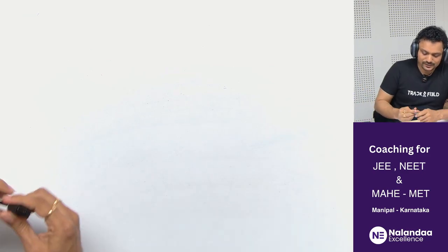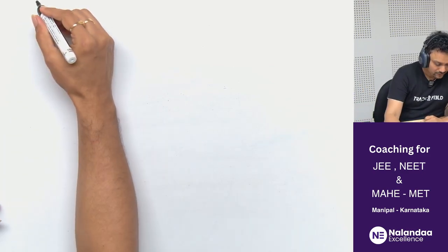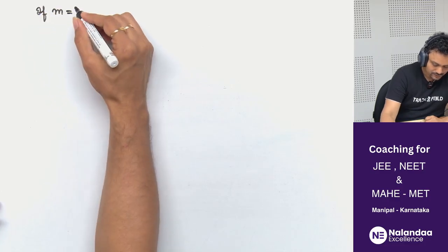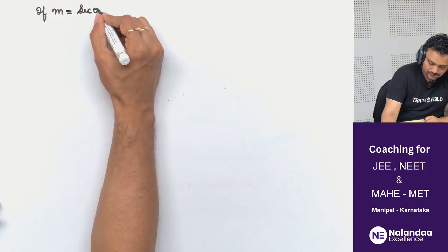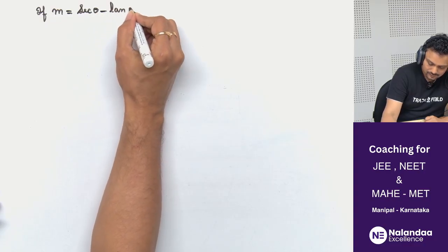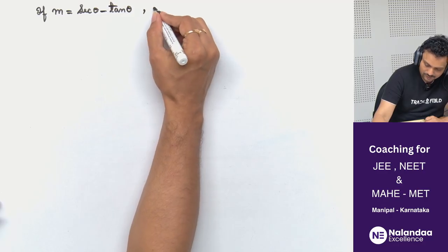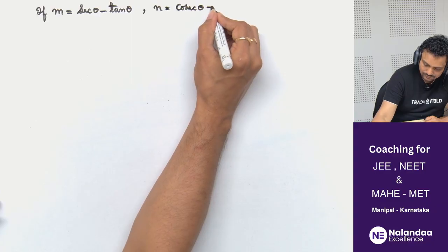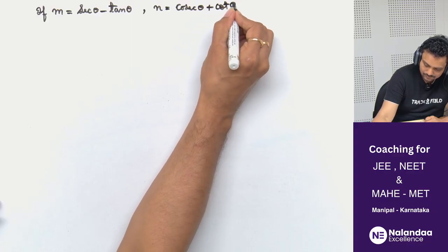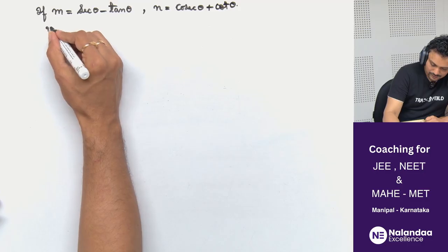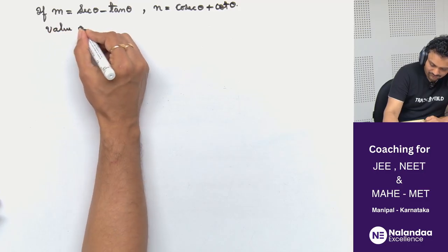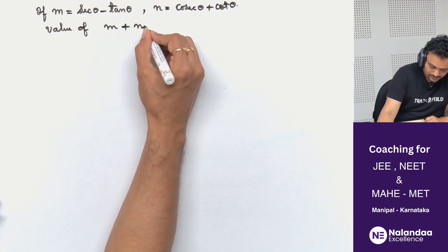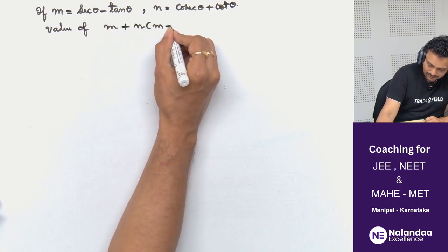So the next question is like this. If m is equal to secant theta minus tan theta, n is equal to cosec theta plus cot theta, the question is, you have to find the value of (m plus n) into (m minus 1).